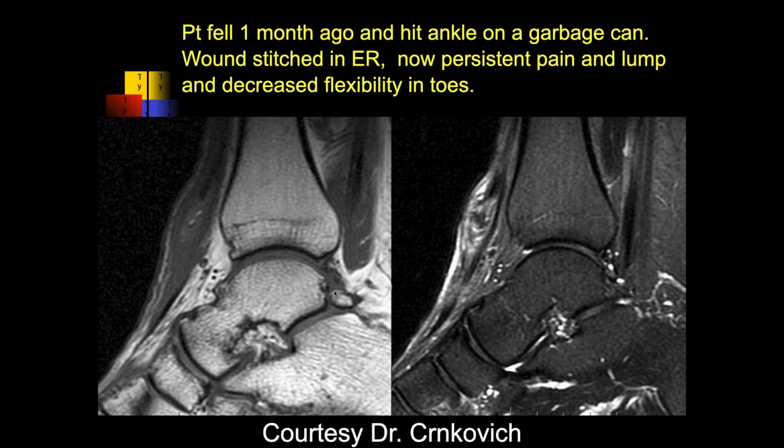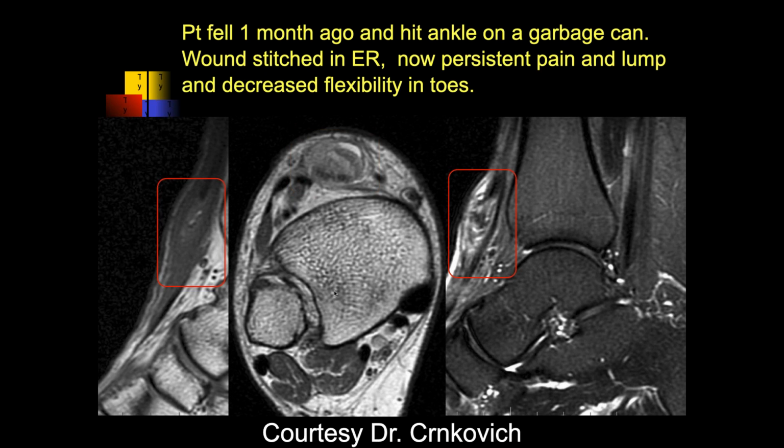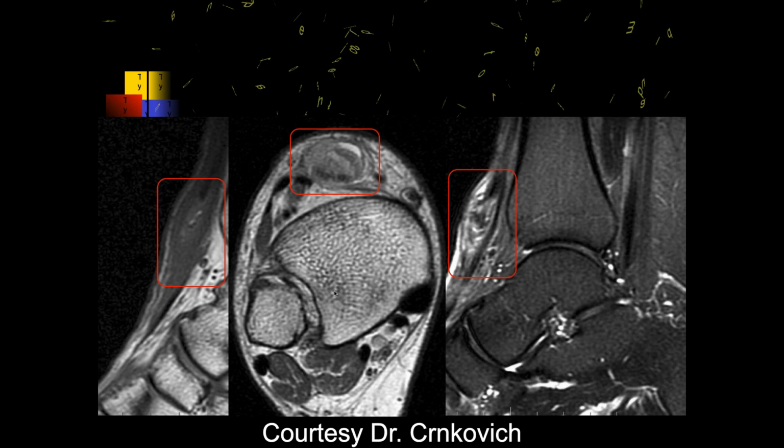So he fell 1 month ago and hit his ankle, and his wound was stitched in the ER. Persistent pain and lump. It looks like a full thickness tear of the anterior tibialis, kind of near the proximal aspect of the medial cuneiform with navicular, with retraction to the level of the distal tibia. And here we can see the retracted tendon with surrounding fluid and edema.